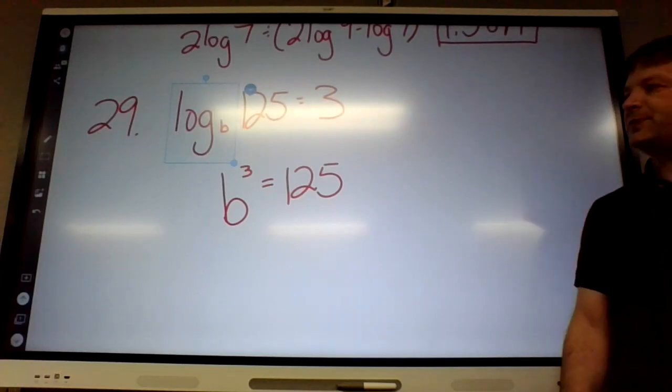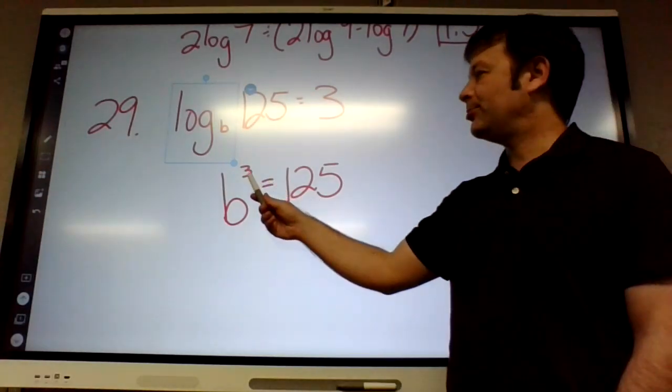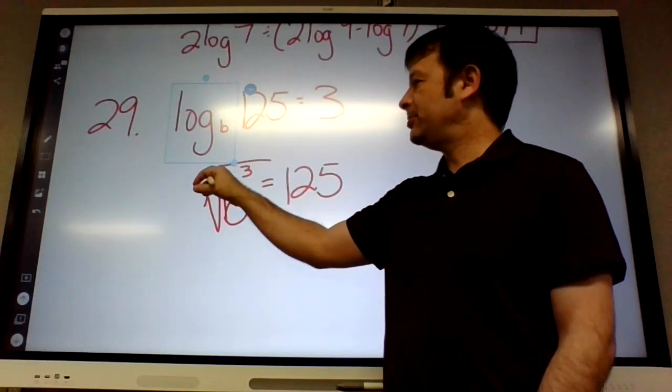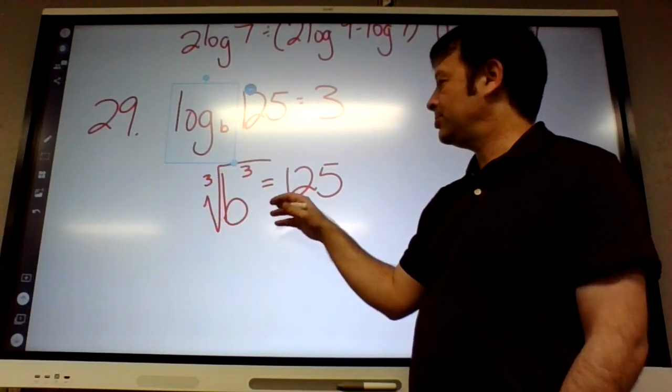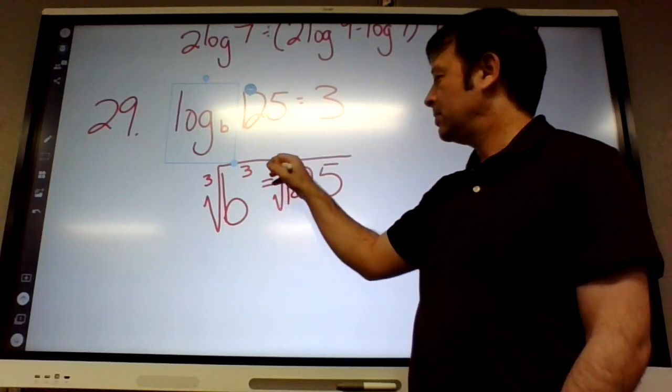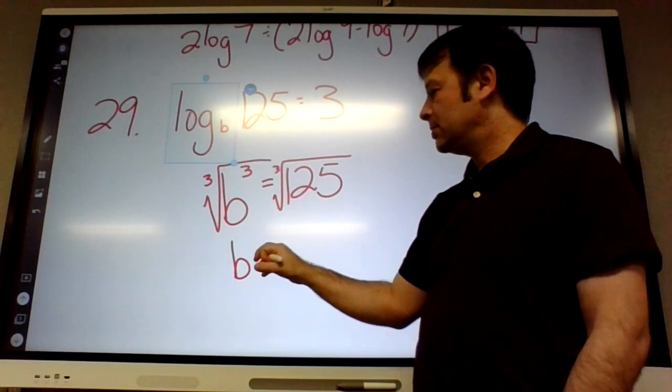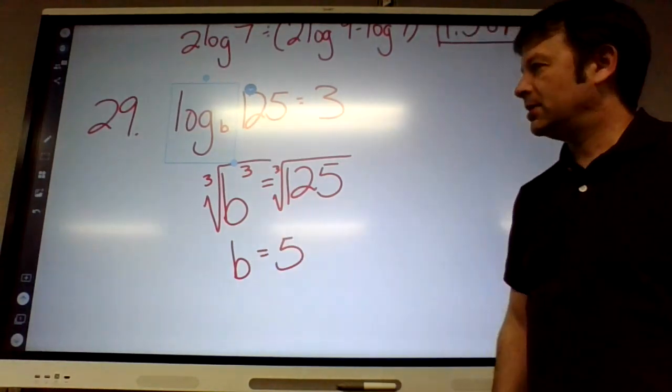So how would I solve this for B? How do I get rid of this cubed on the B? Cube root. Some of you might know this one by heart. Does anybody know what cubed equals 125? Yeah. But if not, just plug in cube root. And yeah, you get a 5.